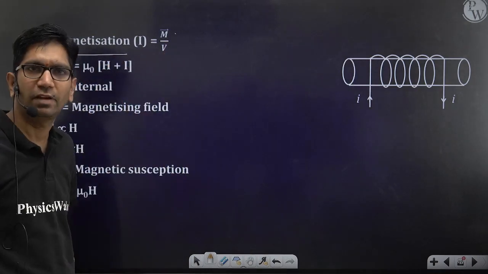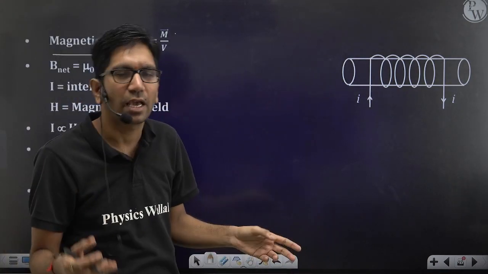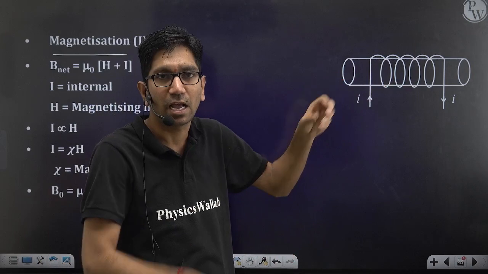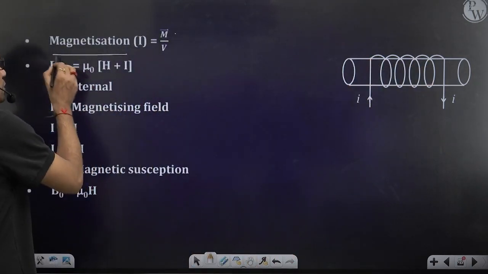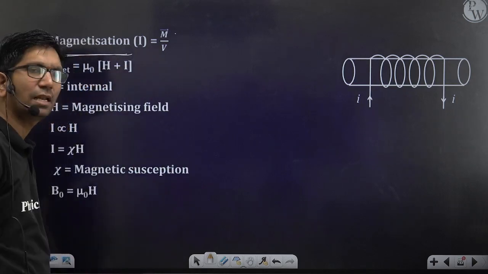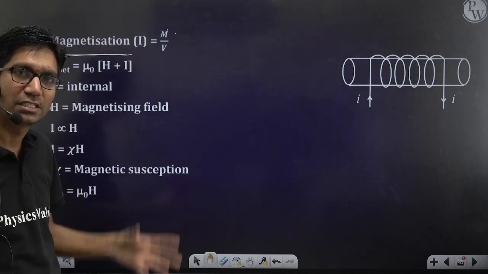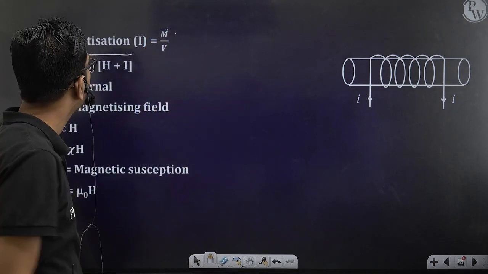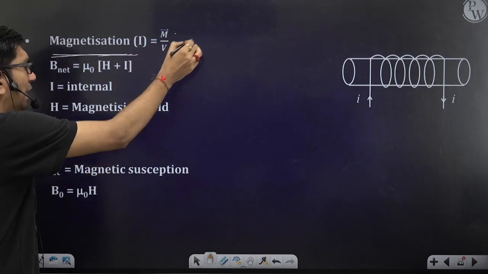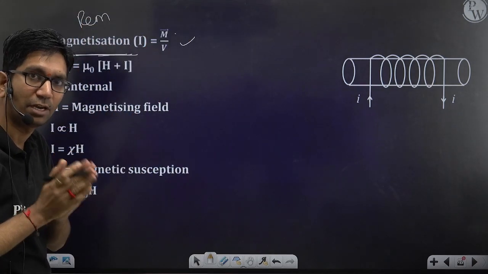Magnetization is nothing but the net magnetic field. I have taken an iron core rod, and I have wound a wire around it like this and am supplying a current. Magnetization is denoted by the symbol I. When I supply current, a magnetic field will be produced inside it. The net magnetic dipole moment per unit volume is called magnetization. Please remember all these formulas, I am requesting you.